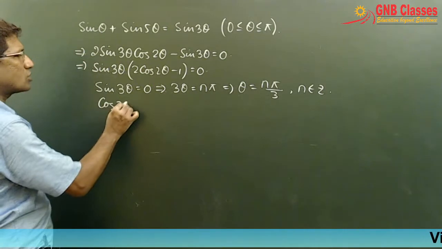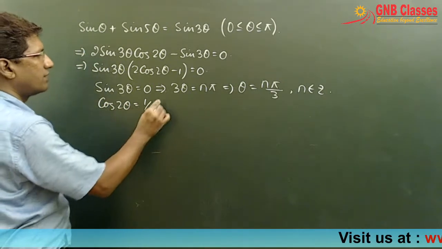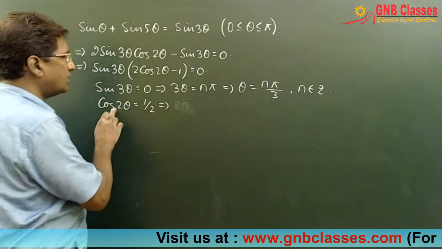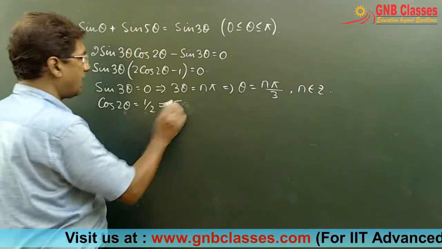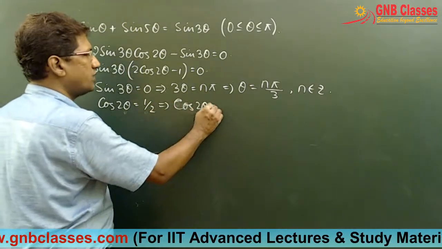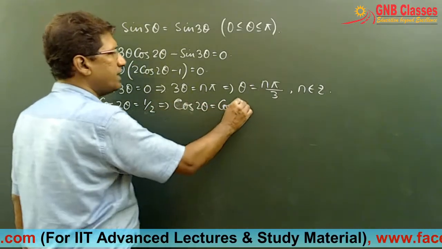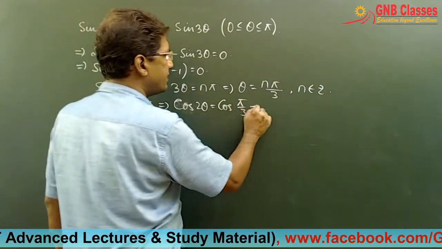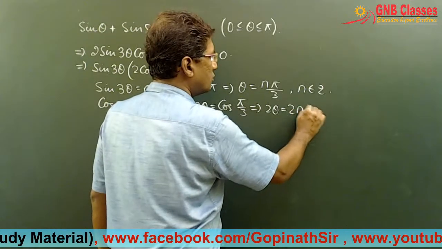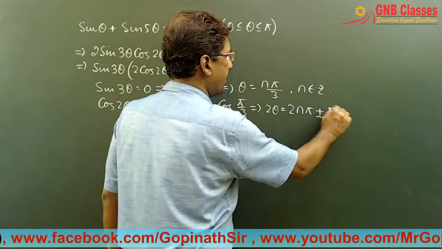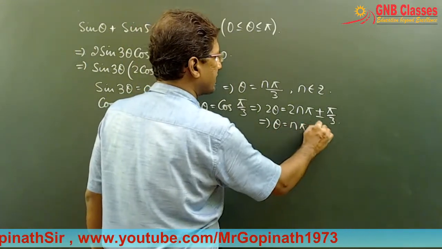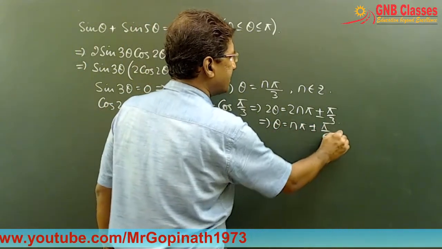Otherwise, cos 2 theta will be equal to half. Cos 2 theta equals half means what? Cos 2 theta equals cos pi by 3. So that implies 2 theta equals 2n pi plus minus alpha. Theta is nothing but n pi plus minus pi by 6.